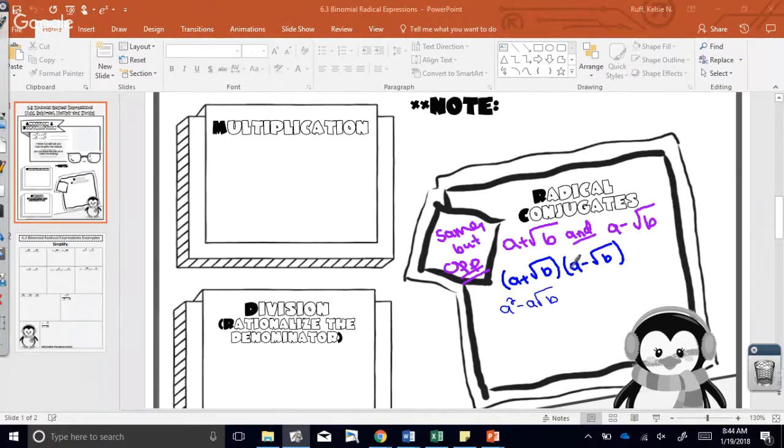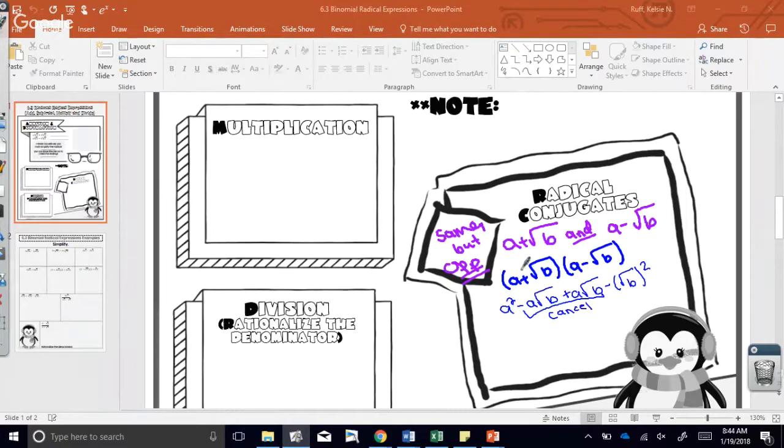I then come to the inside, so I have positive a times the square root of b, which is just positive a square root of b. And lastly, the square root of b times the square root of b, and there's a negative, so I have negative b. What's cool about multiplying radical conjugates is that we have negative a root b and positive a root b, and those two things cancel. What I'm left with is a squared minus the square root of b squared.